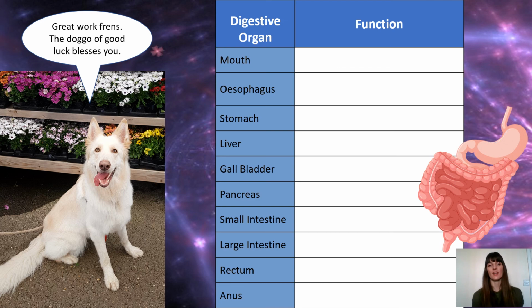The final thing that I'd like you to do is more of a research activity. This is in preparation for the next video, which is on the digestive system. I want you to find out for me the function of these organs. So we have the mouth, the esophagus, the stomach, the liver, the gallbladder, the pancreas, the small intestine, large intestine, rectum and anus. So find out what they do, ready for the next video.